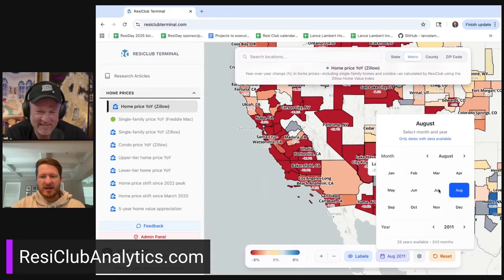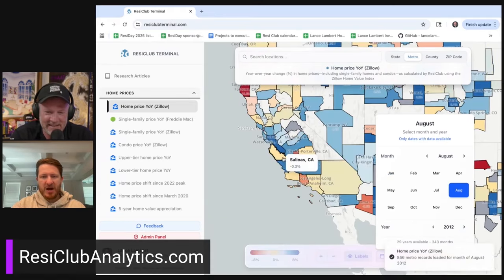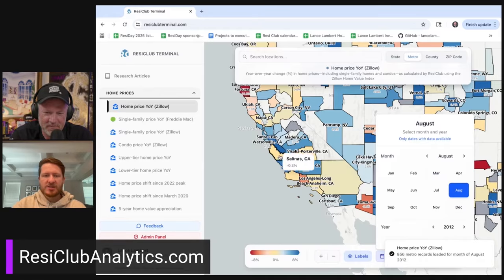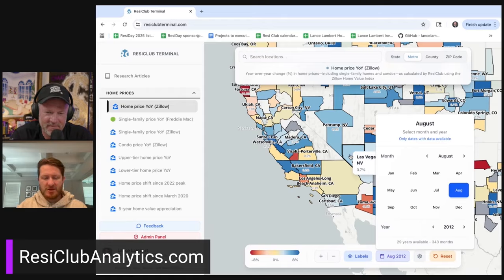Then you have the bottom. And this is year over year. So the bottom year over year is always a lagging metric. It takes a second to get to, but you can go through.